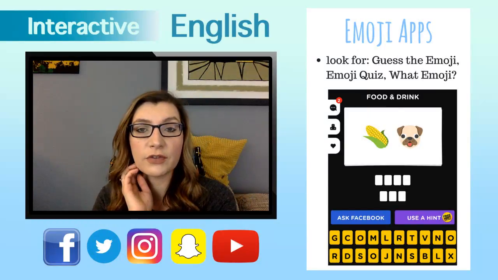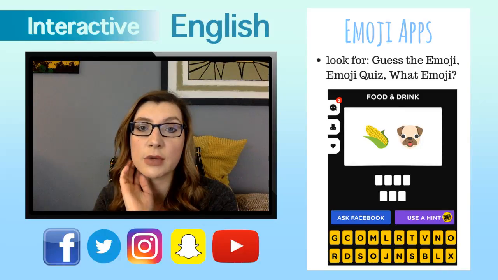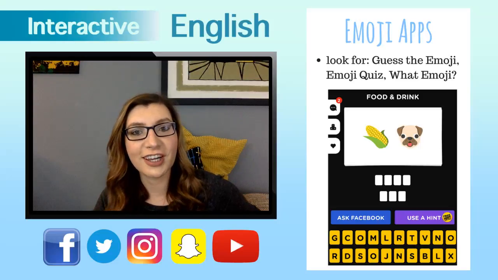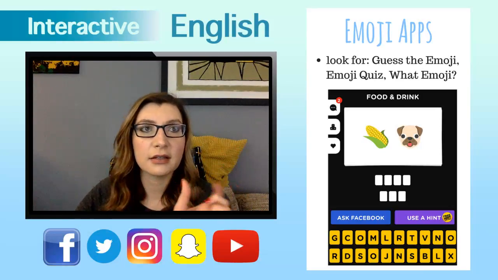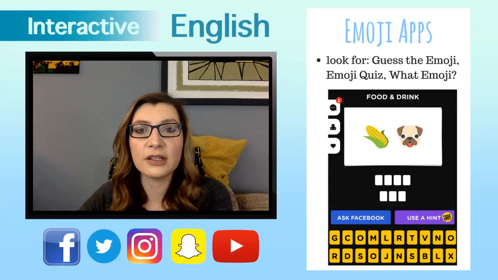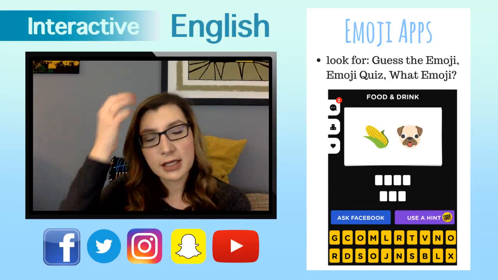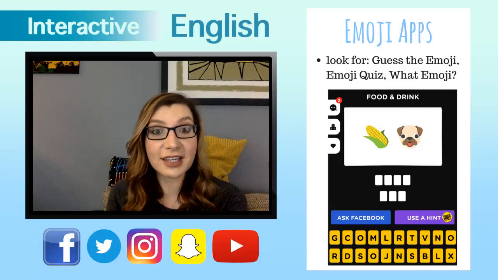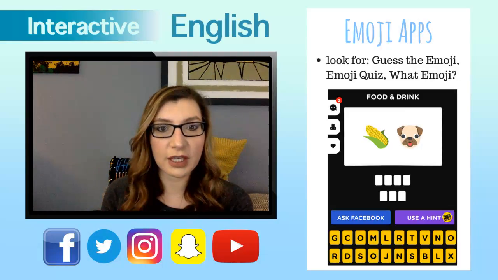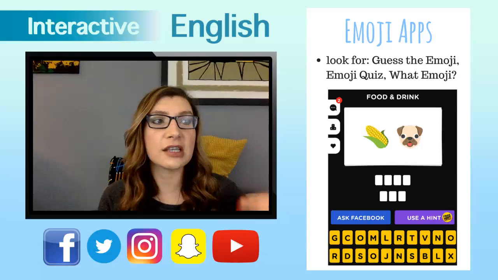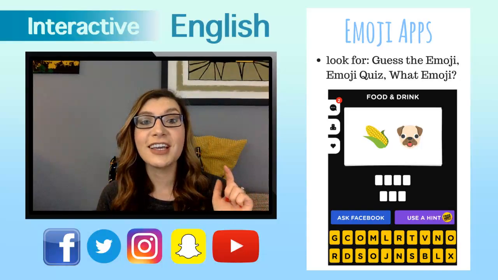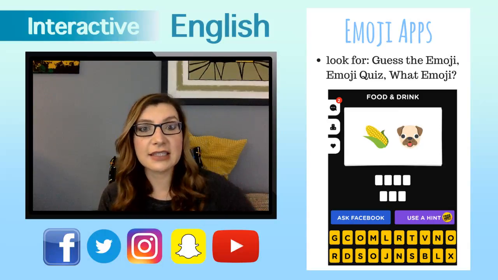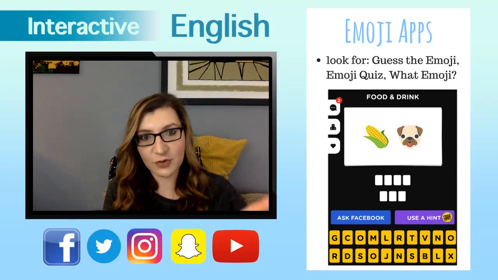Different emoji apps. You can type in guess the emoji, what emoji, emoji quiz. They're kind of similar, but they're all a little bit different. They are not all word puns. Some of them show you an emoji and you have to write what it is. Some of them you have to guess a movie. So if you're also interested in American popular culture, this is very useful. Like I remember seeing one with a bat and then a man, and the answer was Batman.